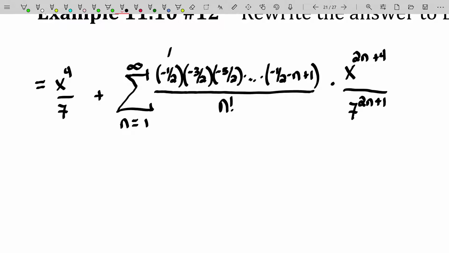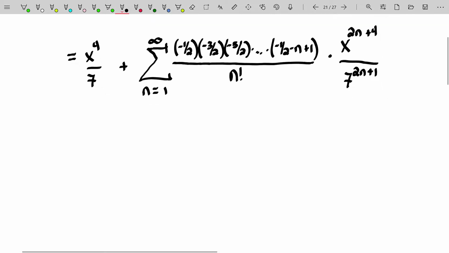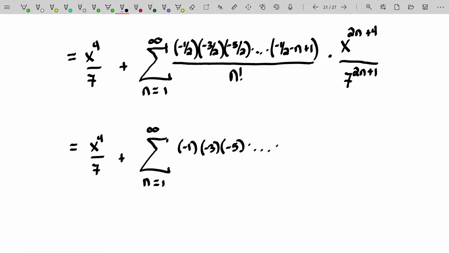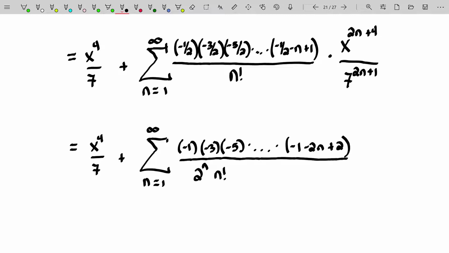If you look at those numerators there, that's 1, 3, 5, all the way down to something. And let's go ahead and just simplify this a little bit so that I can convince you that these are the same. So there's a little bit of explaining that I need to do here.